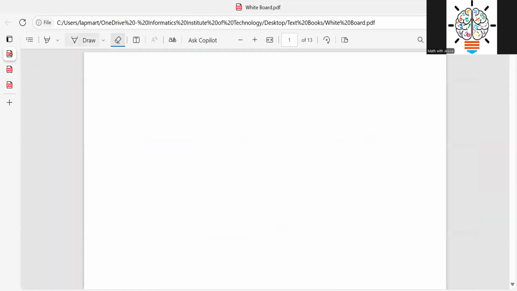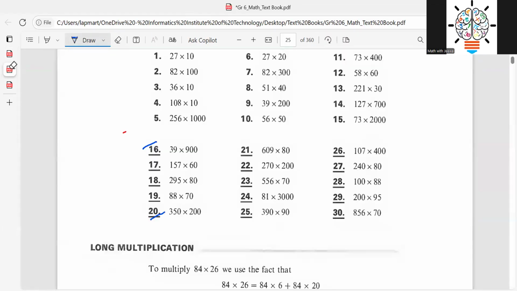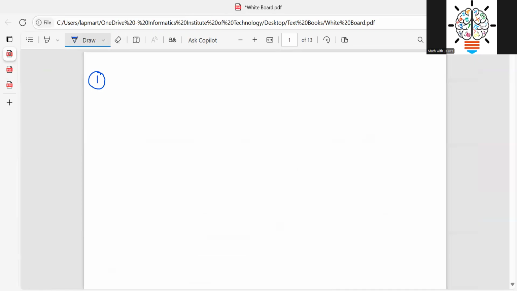Everyone take your exercise book and the pink pen, mark your answers. 39 into 900. So I told you to do this with the steps. So then here first I expand 900. How? 9 multiplied by 100. And in the working column separately, I write 39 times 9 like this.